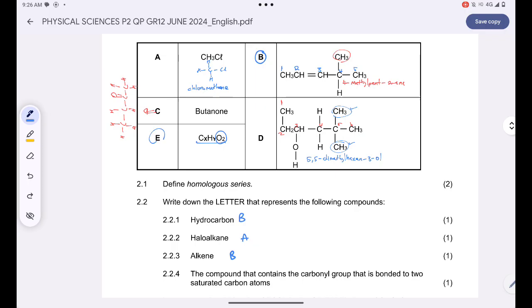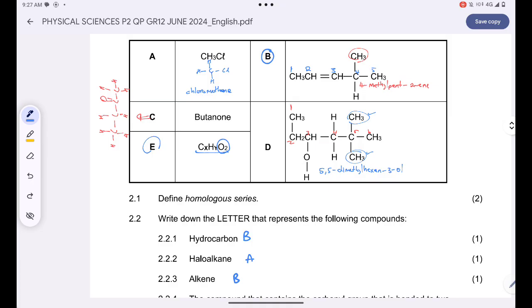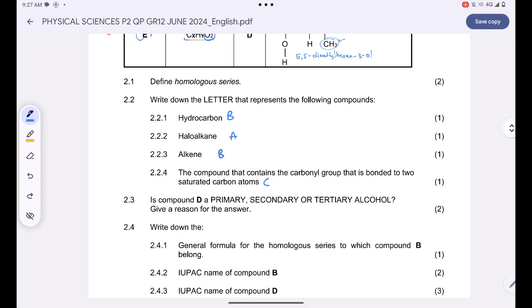The compound that contains the carbonyl group that is bonded to 2 saturated carbon atoms. If you can check there, guys, the only compound that has a carbonyl group is compound C. A carbonyl group, guys, is a functional group for ketones. Are you together? And yes, our carbonyl group is bonded to 2 adjacent carbons. So compound C is our ketone. So we can simply write C over there.